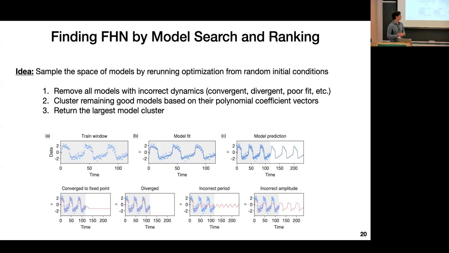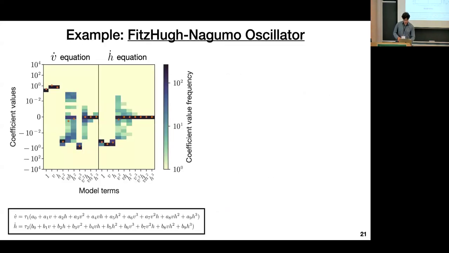You throw out all the models that don't fit, and you look at the largest model cluster that remains, that fits your data well. So if I do this with FitzHugh-Nagumo, where again, I've optimized a bunch of models of this polynomial form with up to cubic nonlinearities, and I plot the largest cluster in this heat map, we actually see that some of the polynomial terms have coefficients that are very well concentrated around their mean, whereas some are quite spread out. So for example, you can see that the 1, v, and h terms in the v dot equation are very nicely concentrated and far from 0.